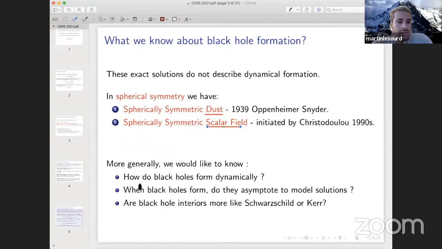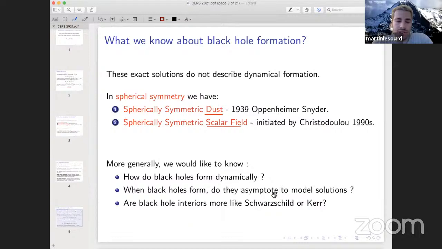But of course, more generally, we want to know how do black holes form dynamically without these assumptions of spherical symmetry. We'd like to know that when they form, do they actually asymptote to model solutions in the context of vacuum? Of course, that's important for astrophysics. In astrophysics, most of the time, people superimpose things like the angular momentum or the mass or the radius on the observations, and that's only valid if the real astrophysical system approximates these model solutions.